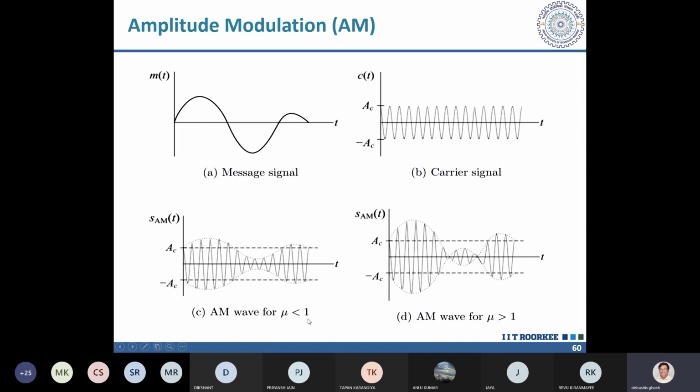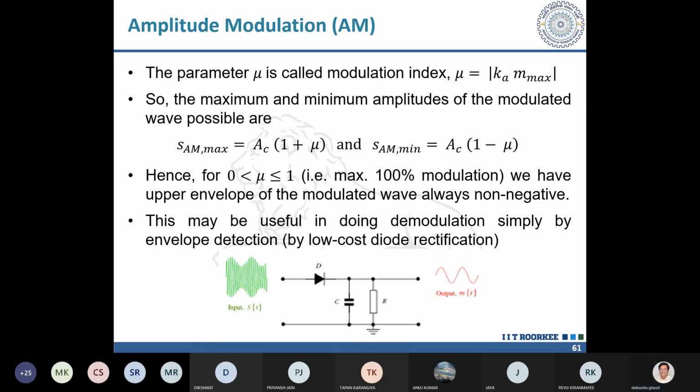Okay. Here I have written, instead of Ka, mu less than 1, mu greater than 1. What is mu? It is related to Ka. As I said, if Ka is small, it is this. If Ka is big, then this is the modulated wave. What is Ka? How is Ka related to mu? Mu is basically equal to mod of Ka into M max. M max is the maximum value of your message signal at any time.